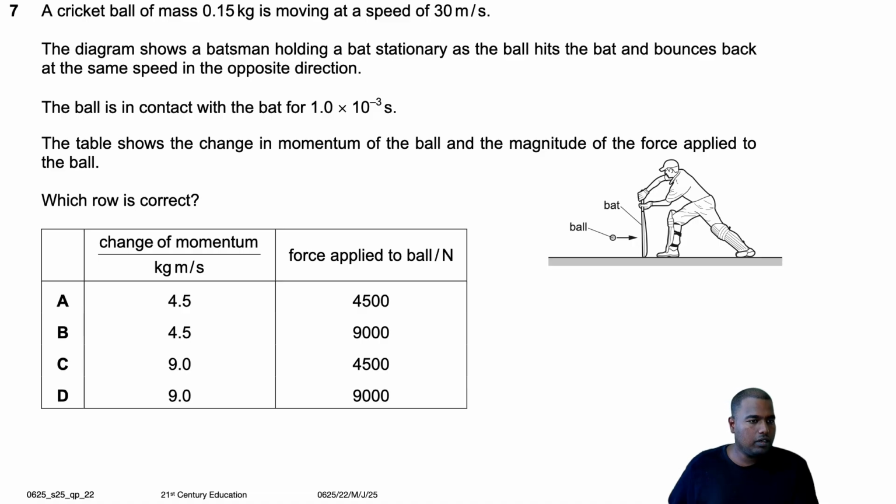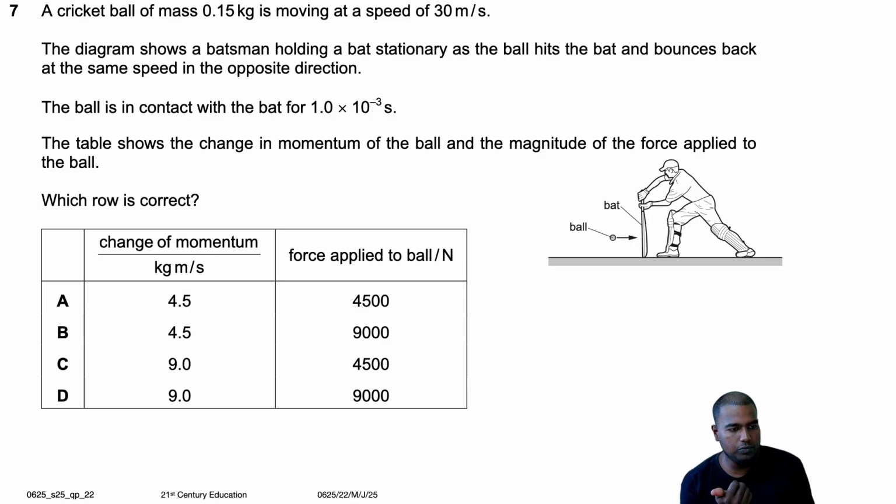A cricket ball of mass 0.15 kg is moving at a speed of 30 meters per second. The diagram shows the batsman holding a bat stationary as the ball hits the bat and bounces back with the same speed in the opposite direction. The ball is in contact with the bat for 1 × 10^-3 seconds, 1 millisecond. The table shows the change in momentum of the ball and the magnitude of the force applied to the ball. Which row is correct?